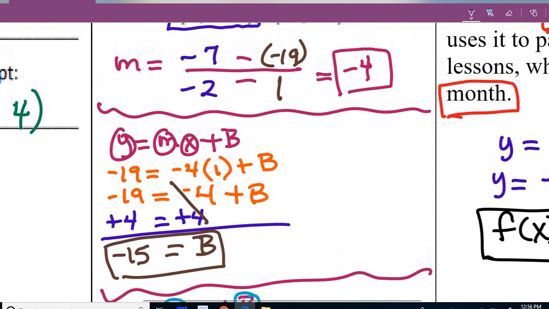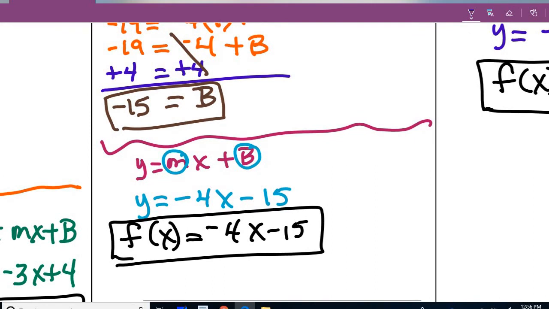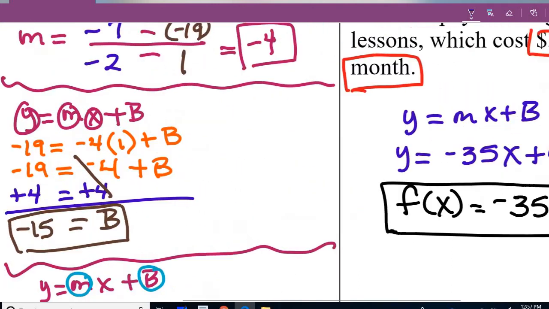Once you have your slope and your b, y-intercept, put it in slope-intercept form and change out the m and b. So I have y equals negative 4x minus 15, change the y to f of x, and so your function is f of x equals negative 4x minus 15.